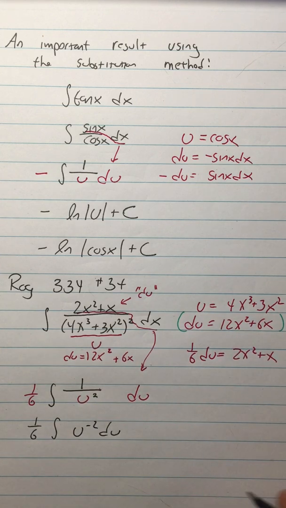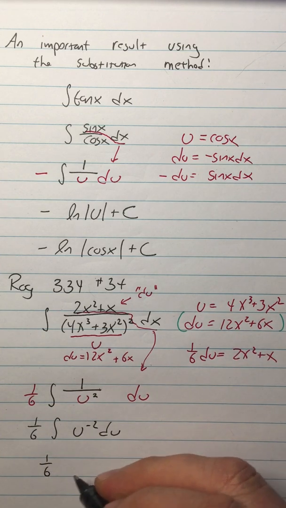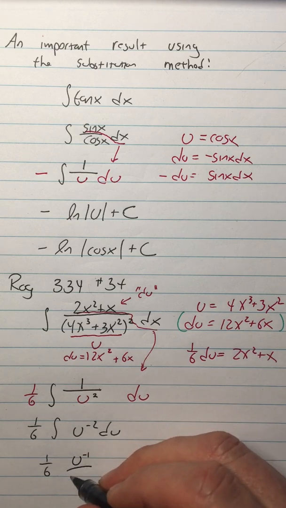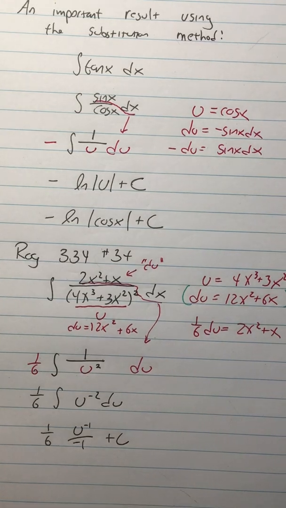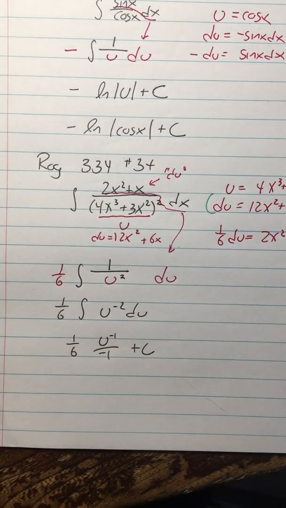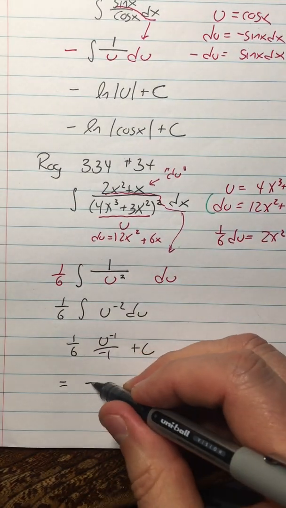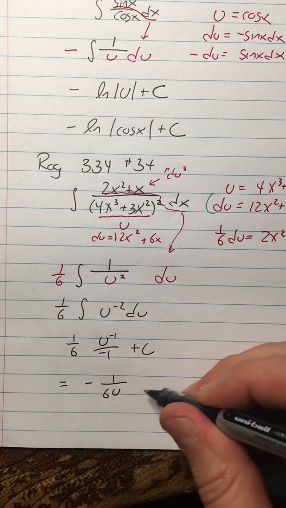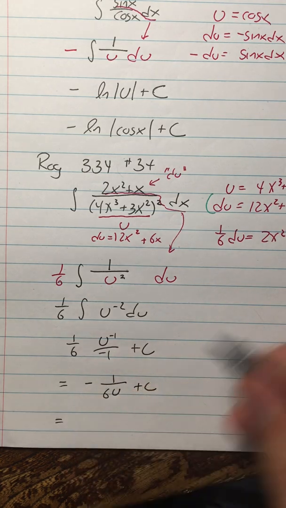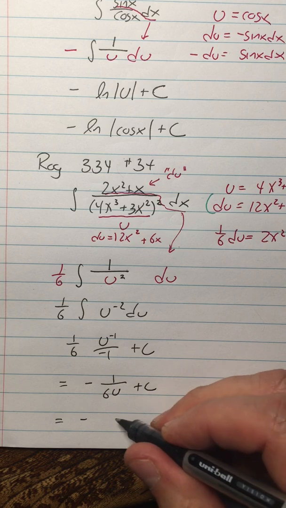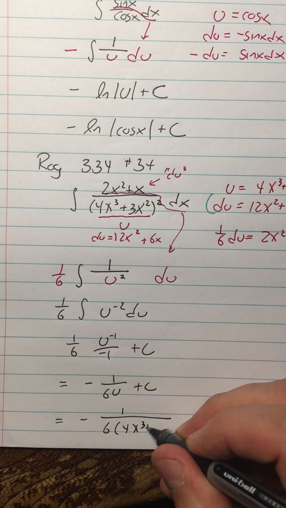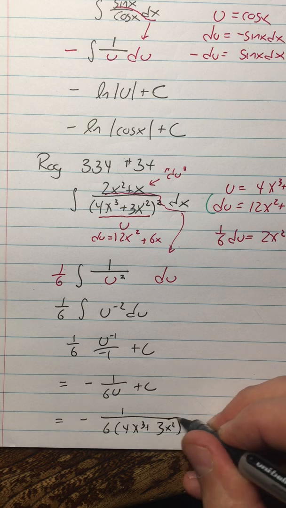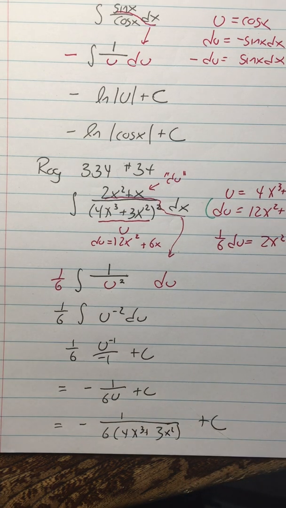I still haven't done the antiderivative. Now I'm going to do the antiderivative: u to the negative 1 over negative 1 plus c. You could skip that and just directly do this: negative 1 over 6u plus c. Make sure you sub the u back, so I have negative 1 over 6 times 4x cubed plus 3x squared, plus c. And that's that one.